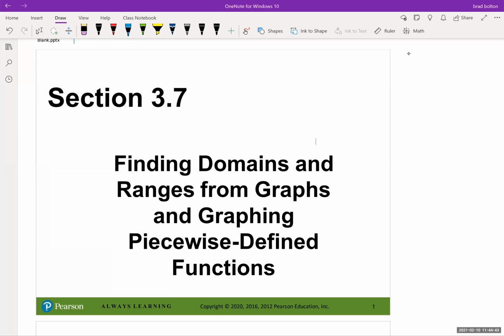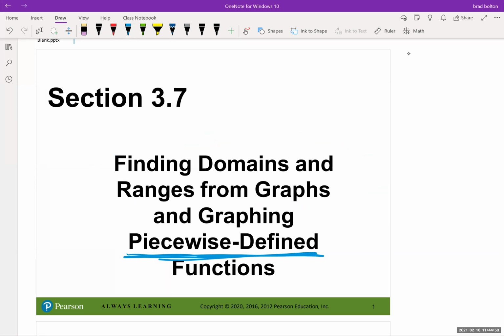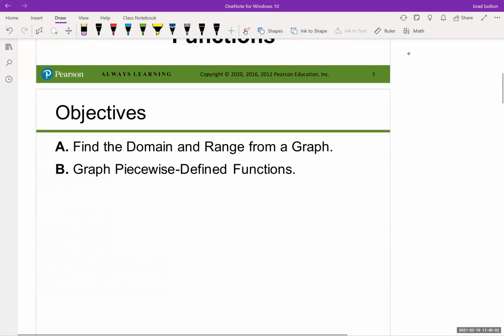Okay, you guys, so for our next video, we're going to talk about 3.7, which is finding domains and ranges from graphs and graphing piecewise defined functions. This will probably be the main thing that's new to you. Finding domains and ranges from graphs is something you've been doing for a while in math, but piecewise defined functions might be something new. So let's just review a little bit.